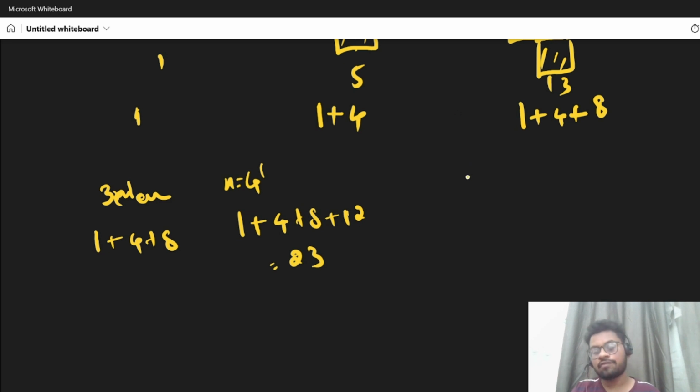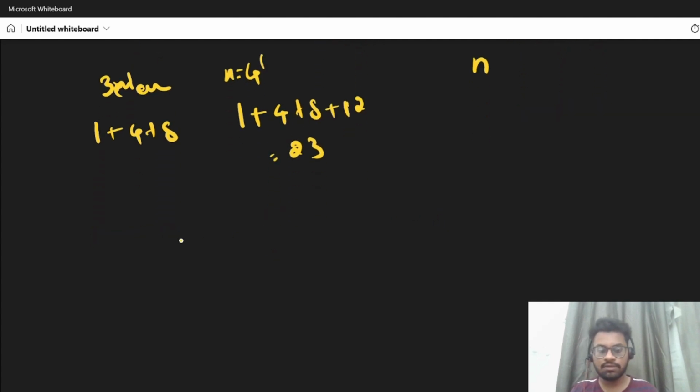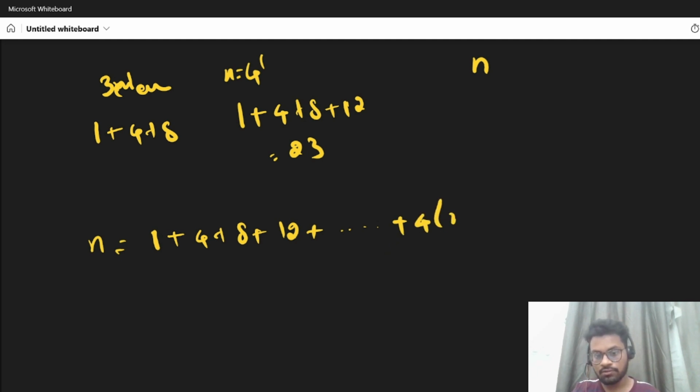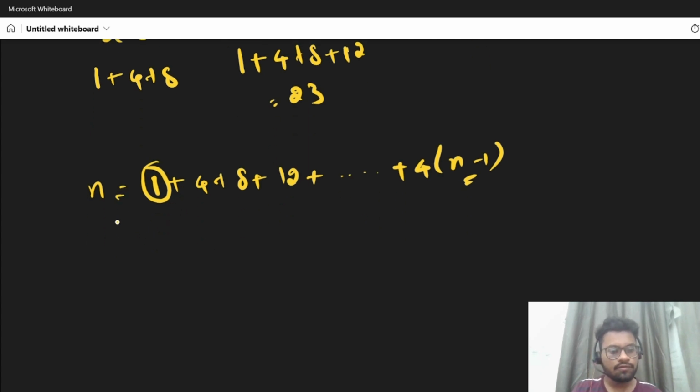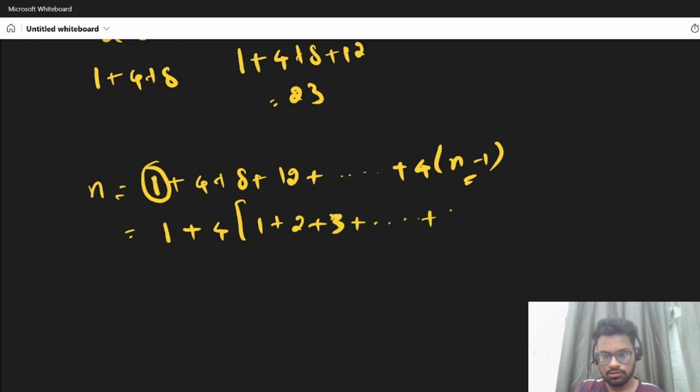What if we don't know the nth element? It will be 1 plus 4 plus 8 plus 12 and so on. As it is a multiple of 4, we just need to find 4 into n minus 1. Why n minus 1? Because we already counted 1, so it will be the n minus 1 element. If you take 4 as common, what will be this? 1, 2, 3 and so on plus n minus 1.